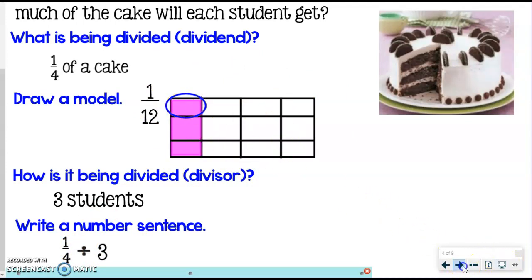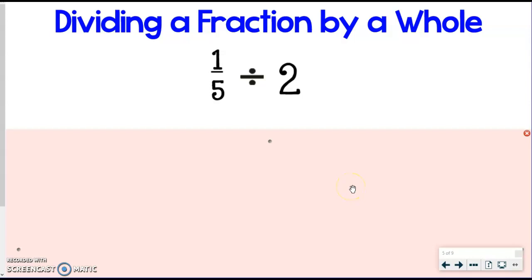Let's try one more. I know this has been a lengthy video, but this is so important to try. So now let's try it without a word problem at all. Let's just say we want to model the problem 1/5 divided by 2. So our dividend is going to be that first number when it's written like this. So we have to draw that 1/5 first.